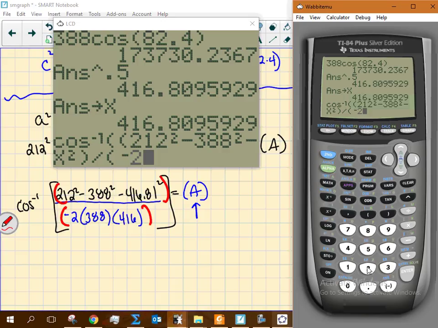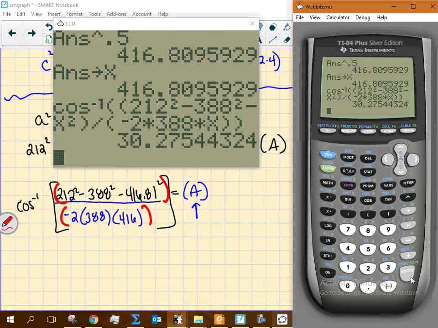Now I'll type in -2 times 388 times 416.81, but that was what our X was, right? Close the parenthesis off. Okay, now I need to close the parenthesis off for the cosine inverse. Hit enter, and I get 30.27 as my angle.